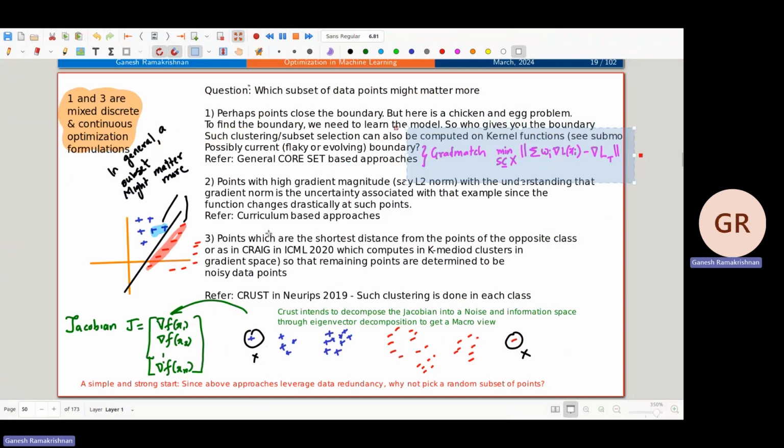There are other ideas as well. Points with high gradient magnitude, with the understanding that gradient norm is the uncertainty associated with the example. So if points have very high gradient magnitude, oh, it's very uncertain, pick it up. People have thought about that. Points which are shortest distance from the points of the opposite class. So for example, if this point is very close to another point here, this might help me discriminate better. That's the idea of support vector machines. In some sense that's what CRUST does. It does clustering, so I know a cluster of points that lie close enough to a separating surface.